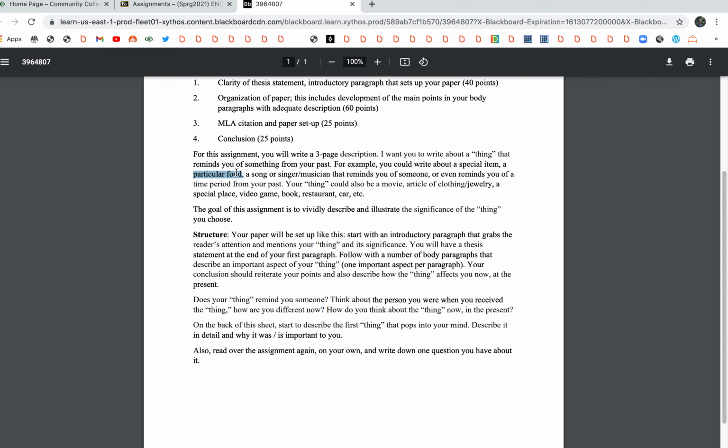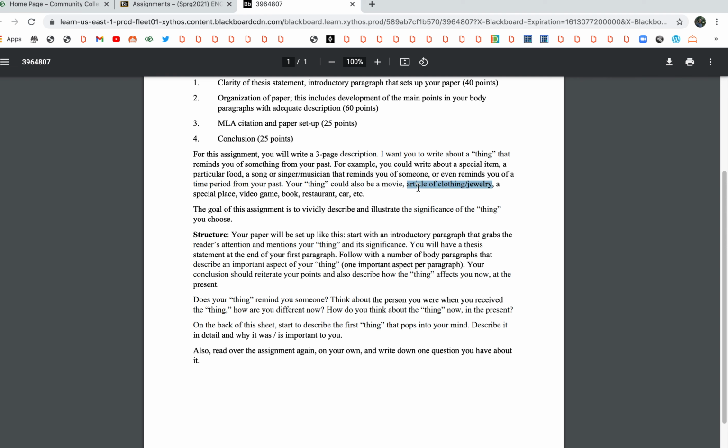Describe their lyrics. What do you like about it? Why is it important? What's the thing about it? A movie, describe the movie in detail. What does it make you feel? What do you like? If it's funny, describe why it's funny. If it's thrilling, describe why it's thrilling.